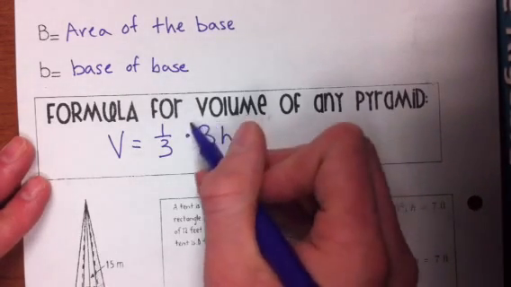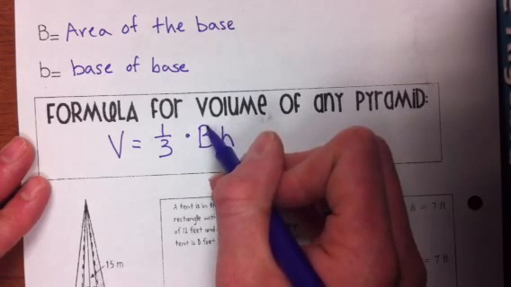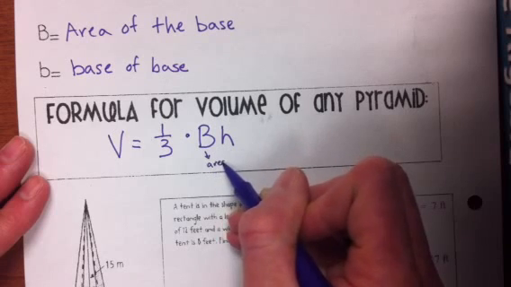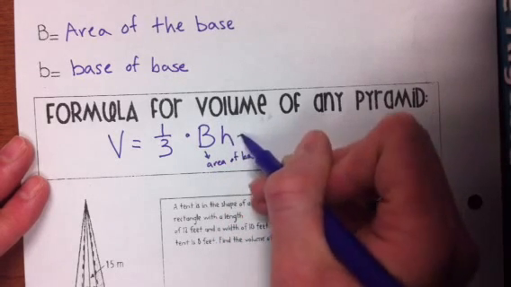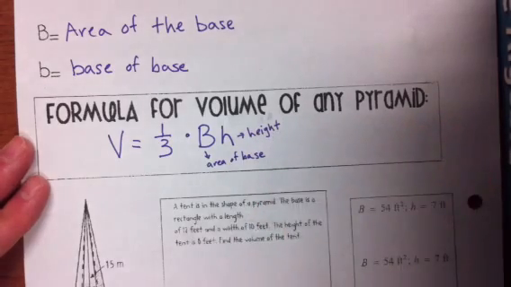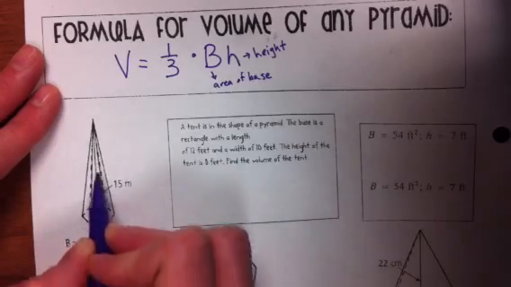Now, this right here is the area of the base. And this H right here is the height of the whole pyramid. So remember that goes right through the middle. I keep on wanting to show you this, but you can't see it. So it goes right through the middle like this.